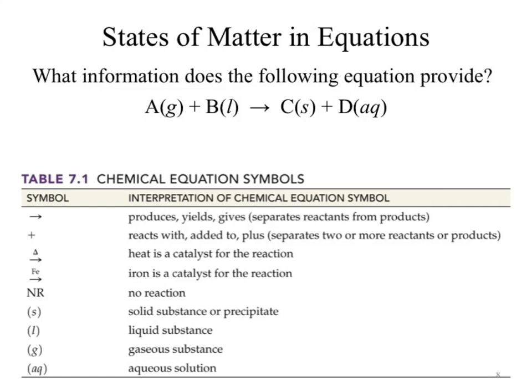What did the plus sign mean? I would argue it's not even reacts with, because the plus sign on C and D is not a reactant. Those are products. The plus just means and. There's something else there. There's another thing present.